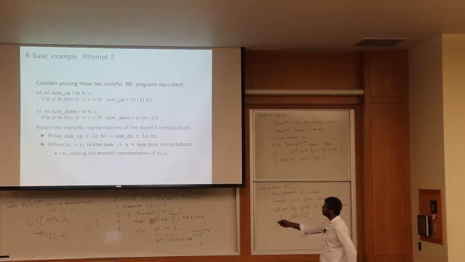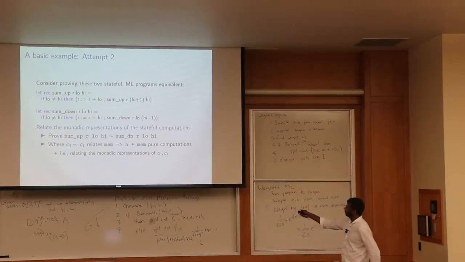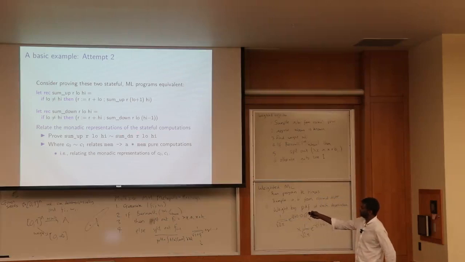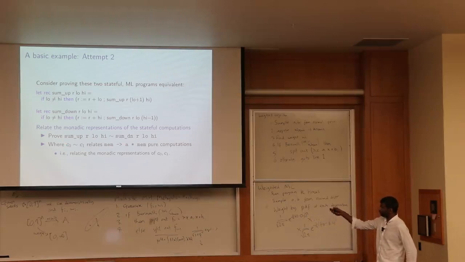So what I would like to do instead is just write a relation like this that says sum up from low to high, using the same reference R, is related to sum down from low to high with the same reference, and the relation relates. It's a relation among commands, and it relates the monadic representation of sum up and sum down. So it relates functions from initial memories to results and final memories.